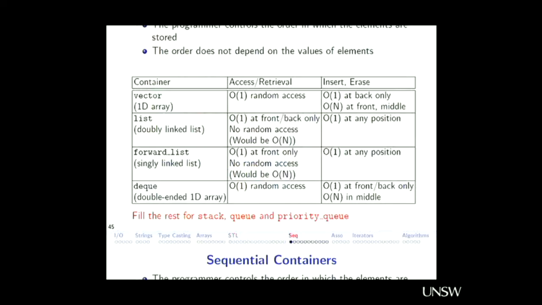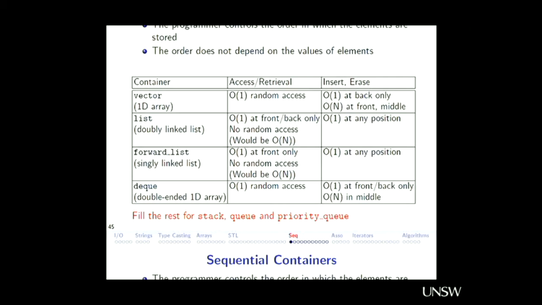Let's talk about sequence containers. Here are 4 different sequence containers. A sequence container allows you to control the order in which something is stored. The order does not depend on the values of the elements contained within it.